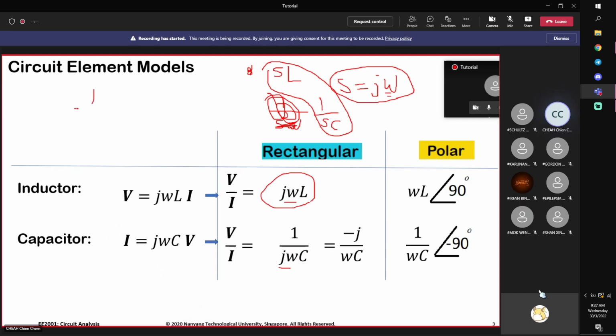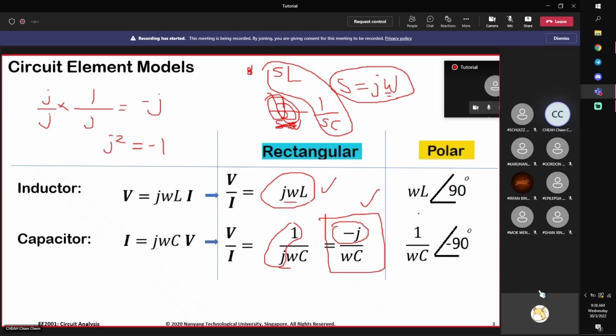Okay, and I also show it to you that 1 over J is equal to negative J, right? You simply multiply by J over J. The purpose is to make the denominator real, because J squared is equal to negative 1. Therefore, 1 over J is actually equal to negative J. I suggest that you write this down directly in your phasor model. So this one and this one you need to remember.